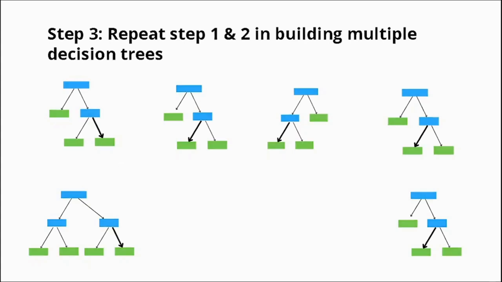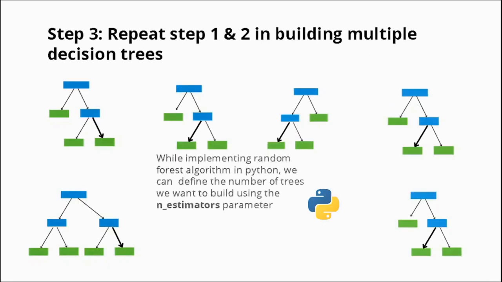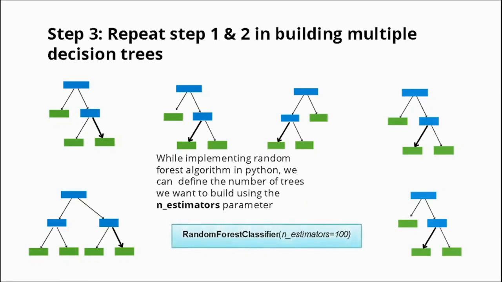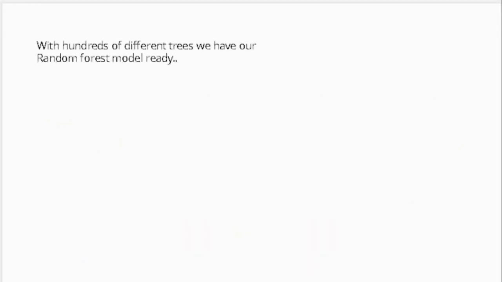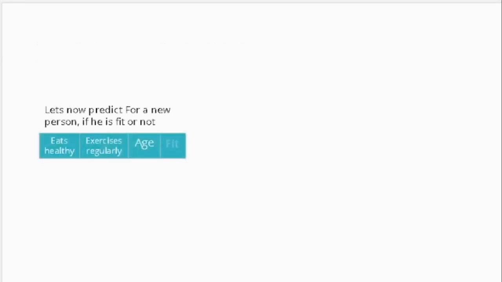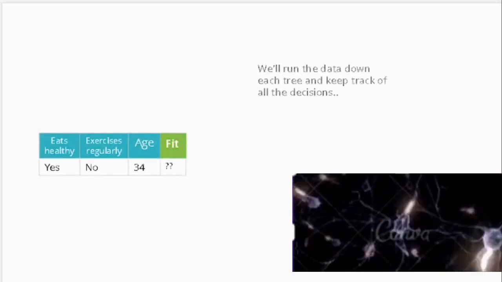Note that while implementing random forest in Python, we can define the number of trees we want to build using the n_estimators parameter, which stands for number of estimators. So with hundreds of decision trees, we have our random forest model ready to go. Now let's predict for a new person whether he is fit or not. So we will run the data down each tree and keep track of all the decisions.